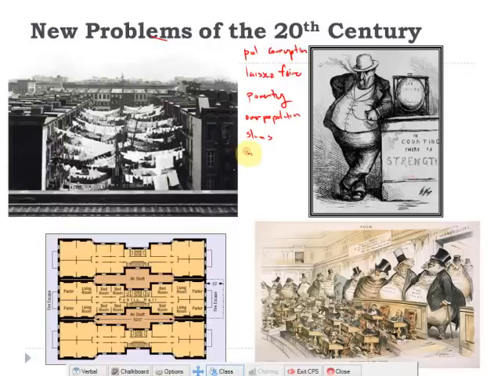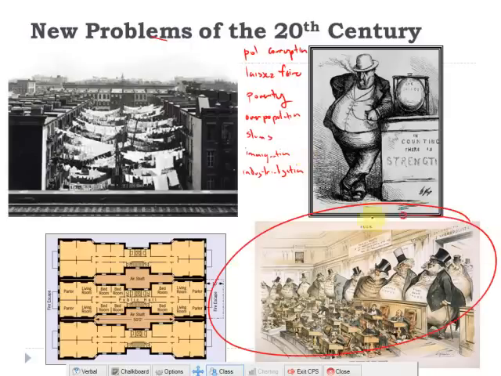Immigration might be one factor. But what else is causing these problems in the city? Why aren't we having these problems on farms? What's happening in the city? Factories, yeah, what do we call that? Industrialization. So you have problems of industrialization.